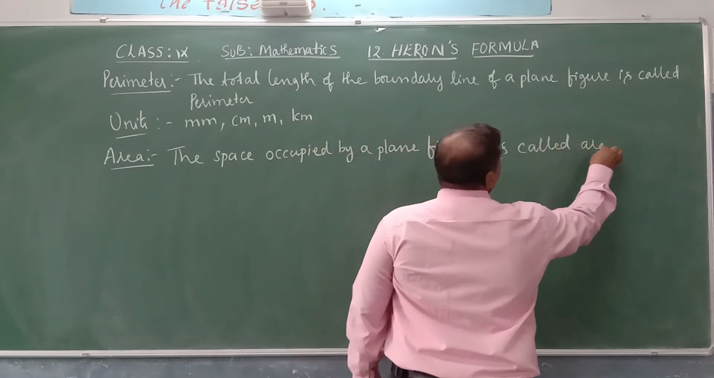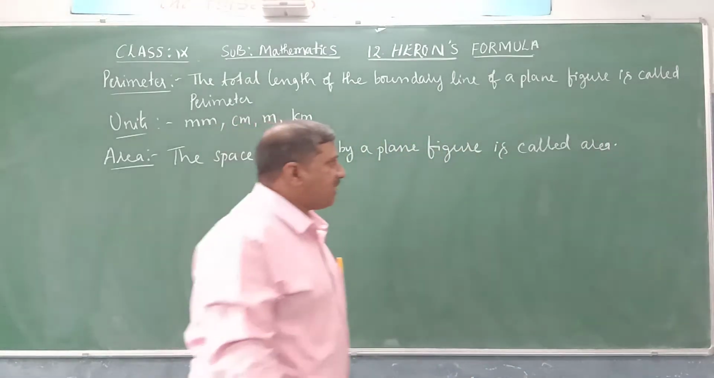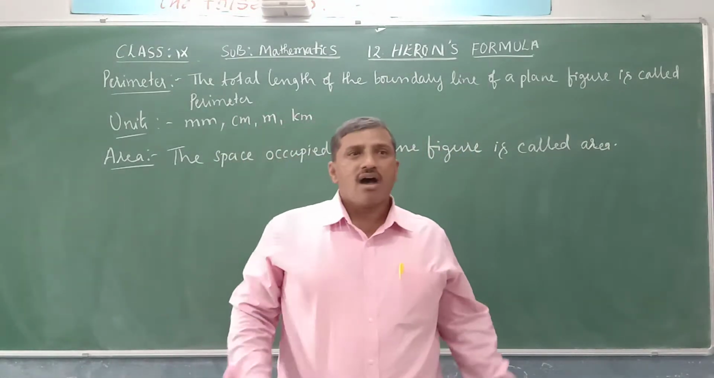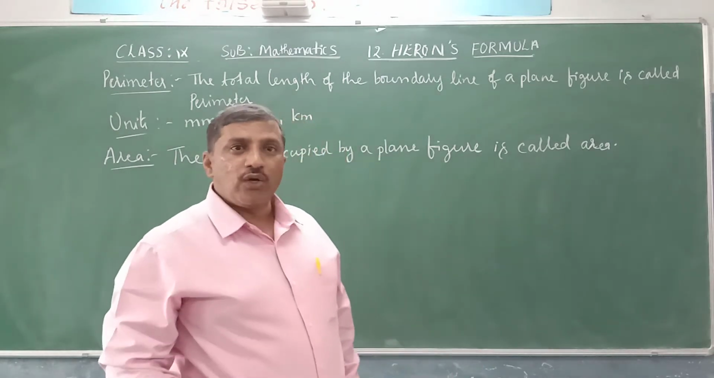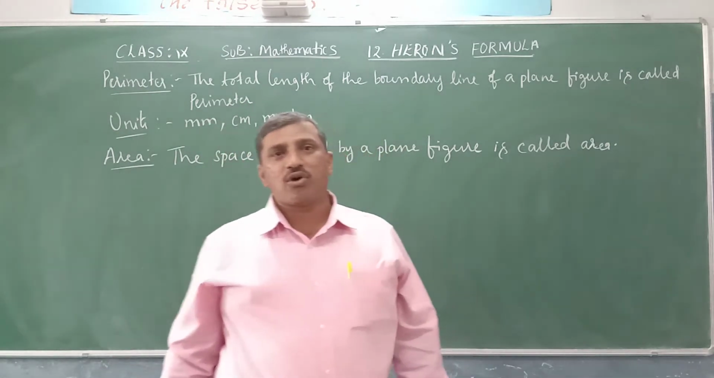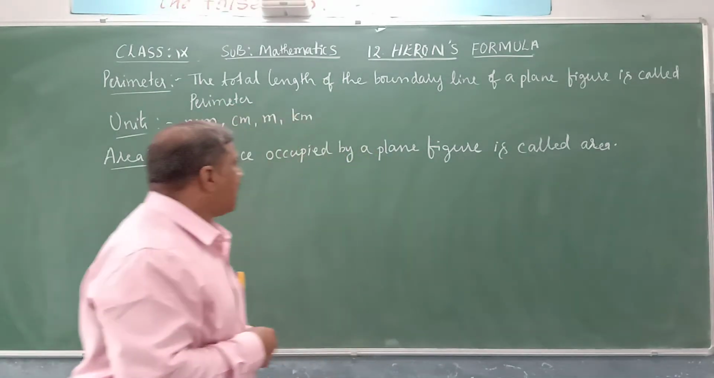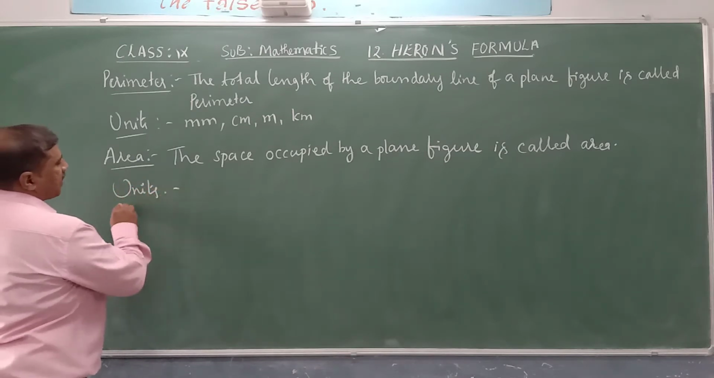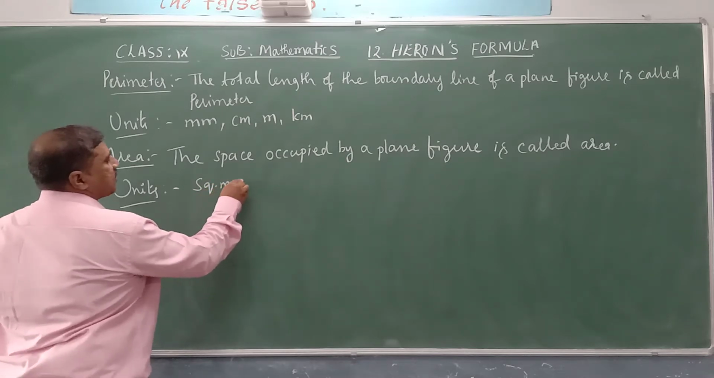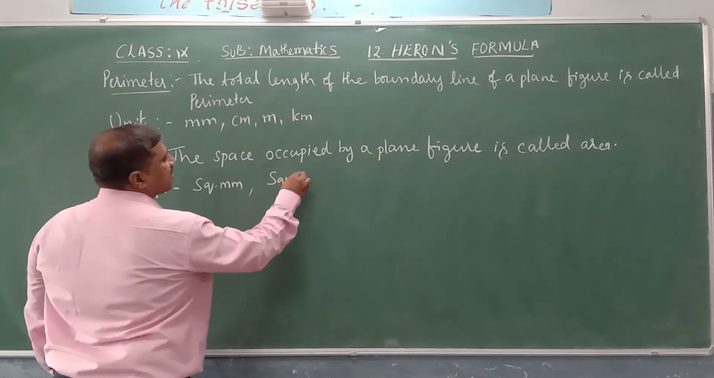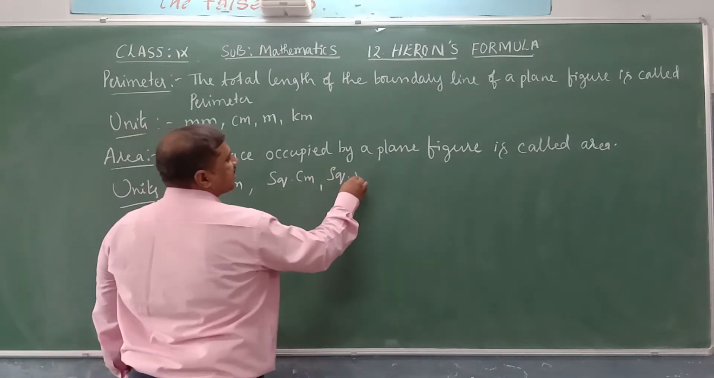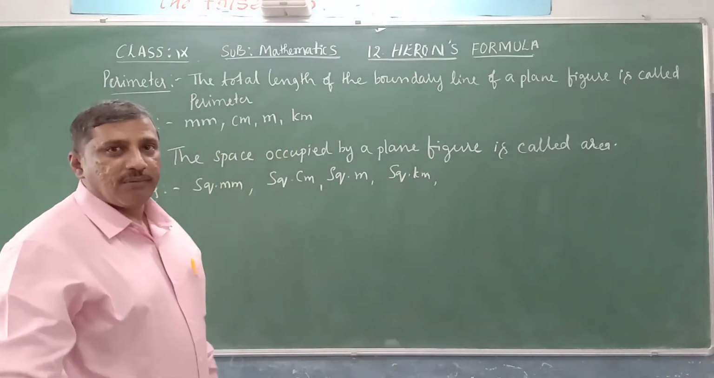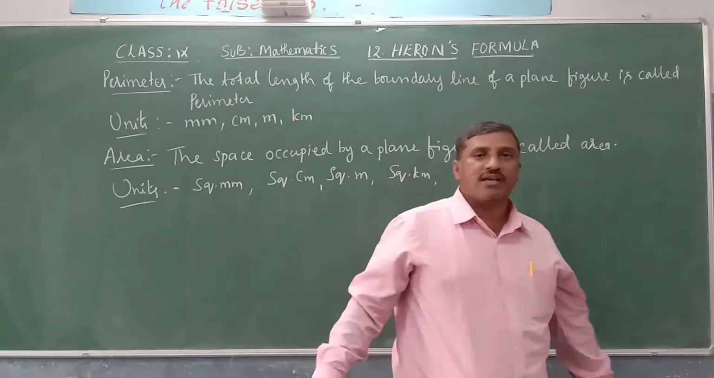We have studied how to find the area of different plane figures, like a rectangle, which is length into breadth, and a square, which is side into side. We also studied how to find the area of a triangle. What are the units of area? Square units: square millimeters, square centimeters, square meters, or square kilometers. We even use hectares for big areas.